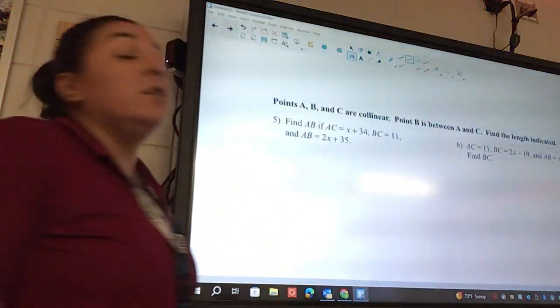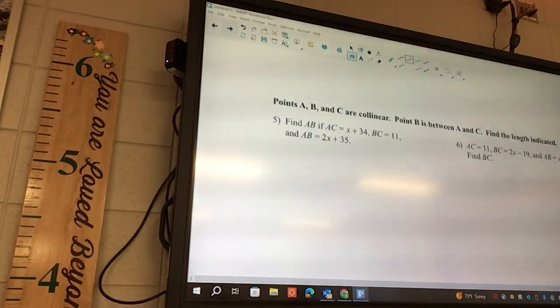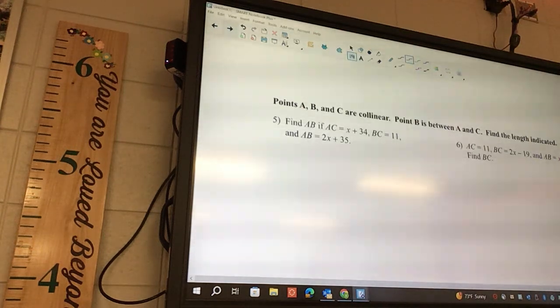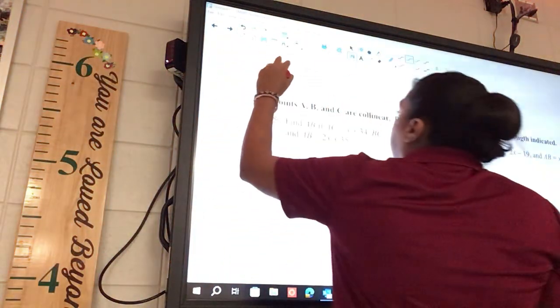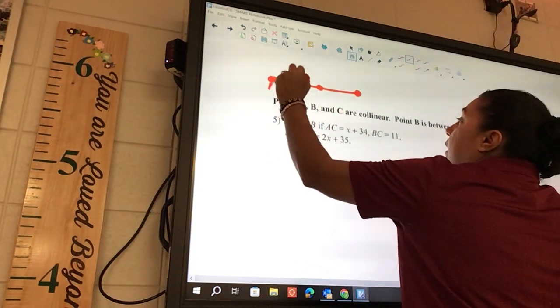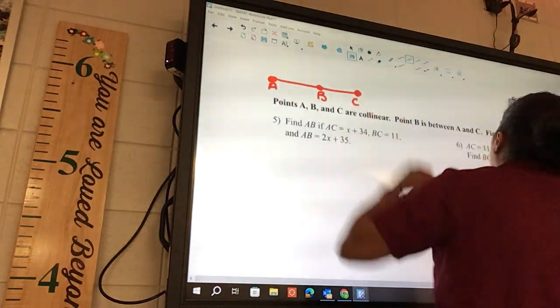Okay, so the back looks a little bit different, but it is the same. What I want you to do is draw the picture. So A, B, C are collinear, meaning they are all on the same line, just like on the front. B is between A and C. So that means it's going to look like this. A, B, and C.